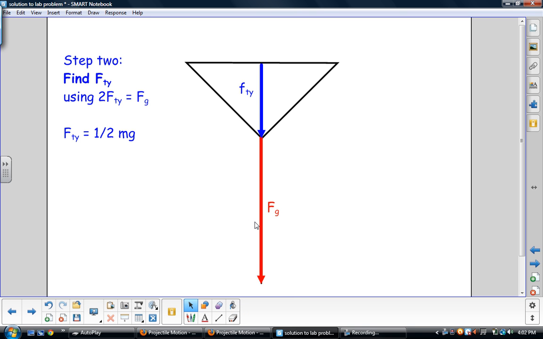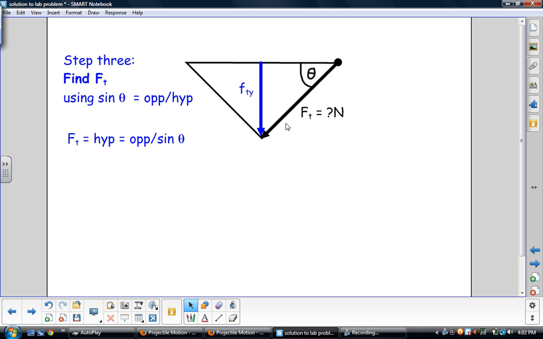Therefore, to find one of those, we are going to take 2 times the y component of the force equals Fg. Fg is equal to the mass of the object multiplied by the g of whatever planet you're on. On this particular problem, you were not on Earth, so you're not going to use 9.80 meters per second squared. You're going to use whatever planet you're on, and I gave you that in the problem. So the force of tension in the y direction is equal to half of mg.